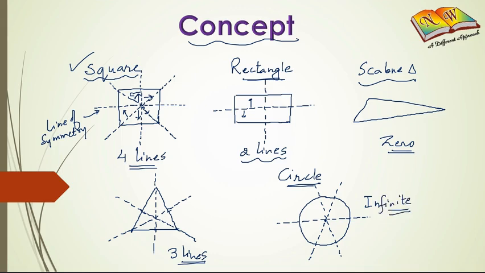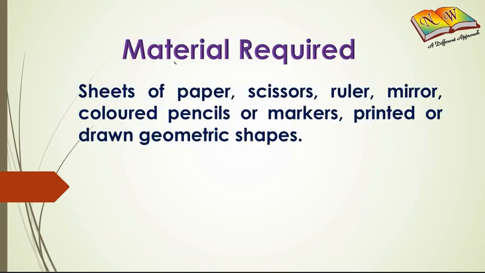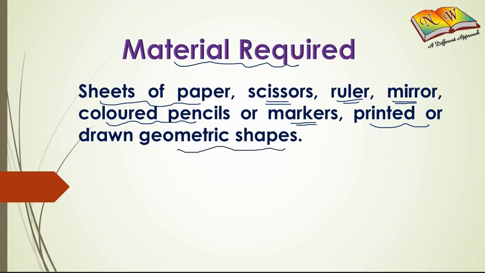Having understood the concept behind this activity, let's now see what material is required to perform the activity. So we need some sheets of paper, a scissor for cutting work, a ruler, a mirror for checking whether the shapes are symmetrical or not. We need colored pencils or markers. We need printouts, or you can draw it yourself also, the various geometric shapes for which the activity has to be performed. So let's now see how we can perform this activity.